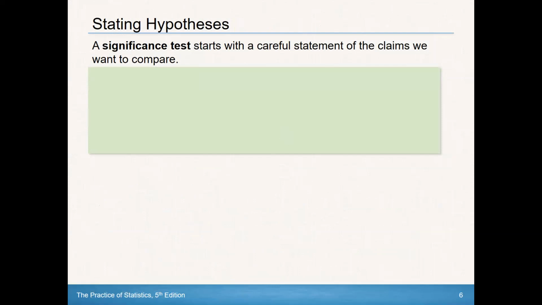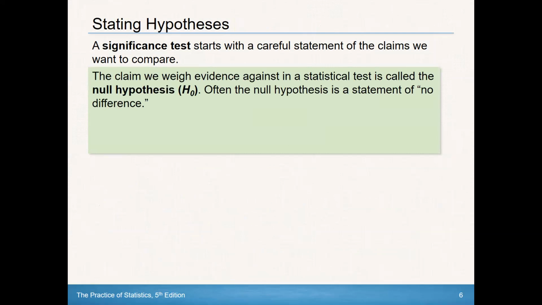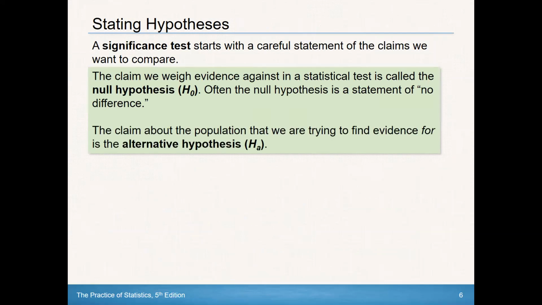It starts with a careful statement of the claims that we want to compare. And those claims are going to be hypotheses. The claim that we're going to assess against, weigh evidence against in a statistical test, that's called the null hypothesis. And it'll be written as H sub 0. And often that null hypothesis is just a statement of no difference. You'll see another version in a moment. The claim about the population we are trying to find evidence for is the alternative hypothesis, H sub A.